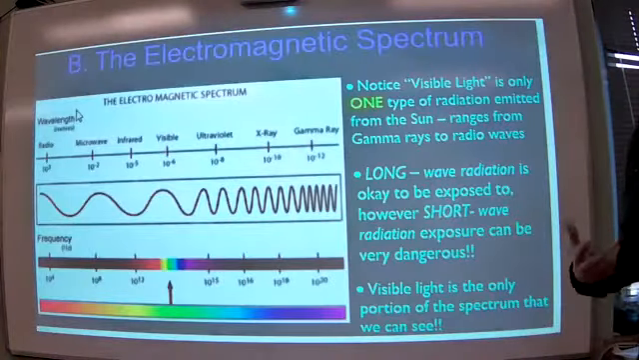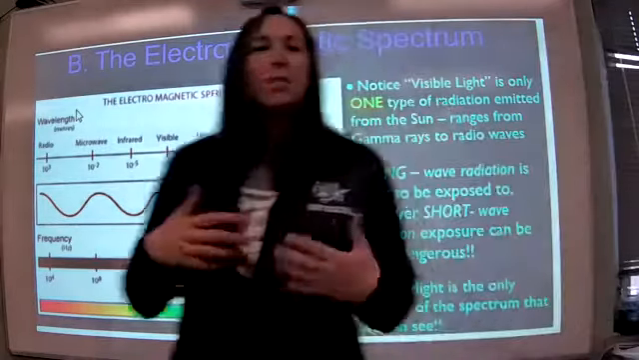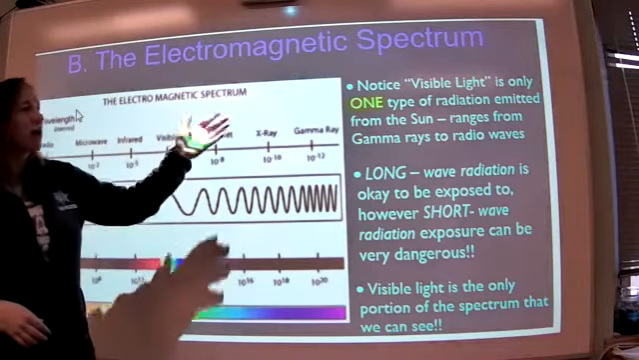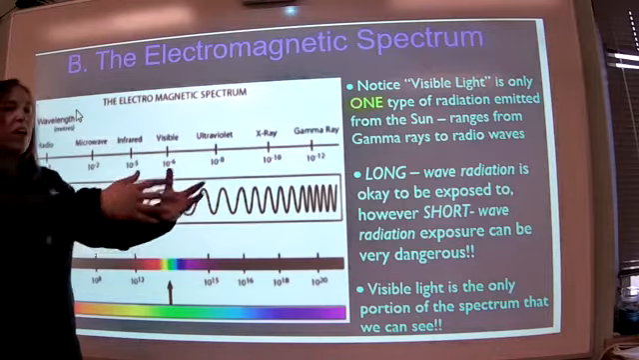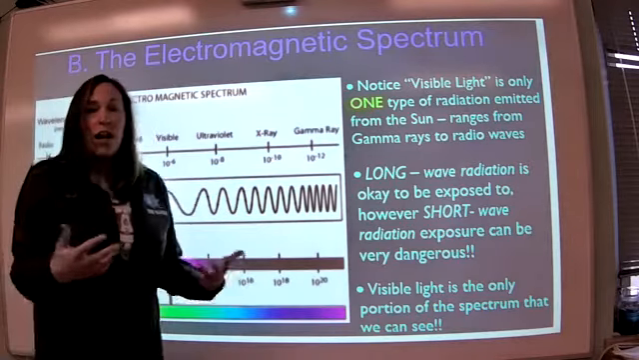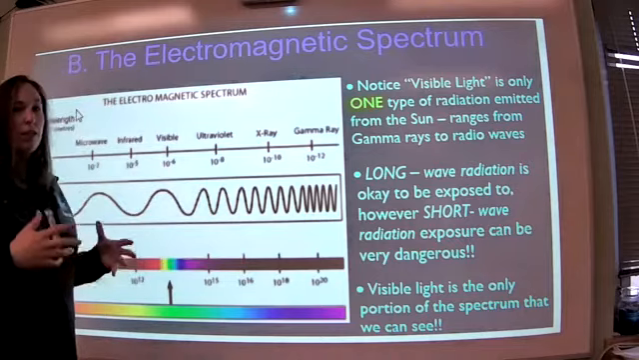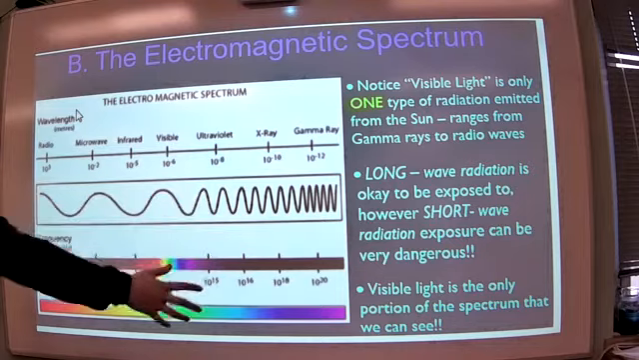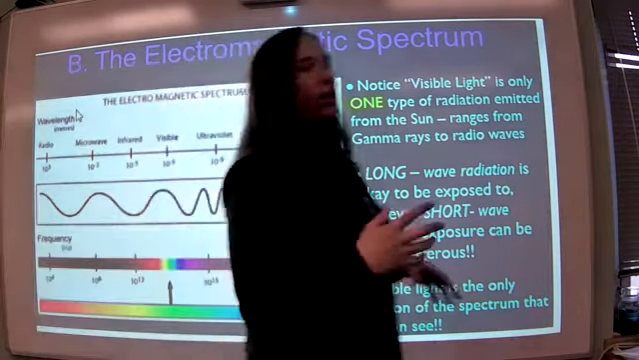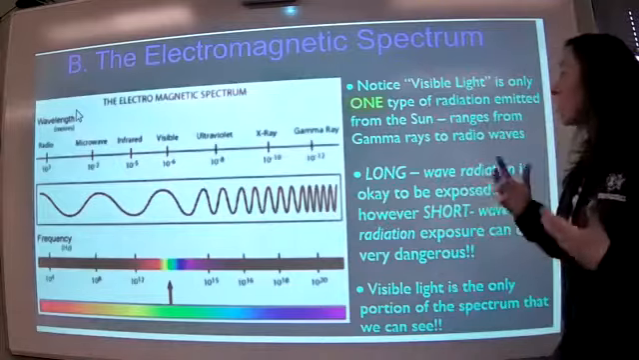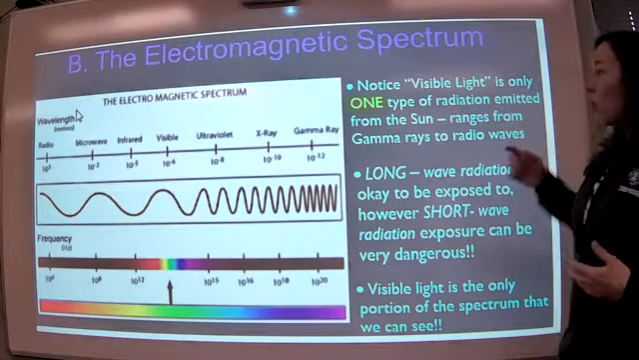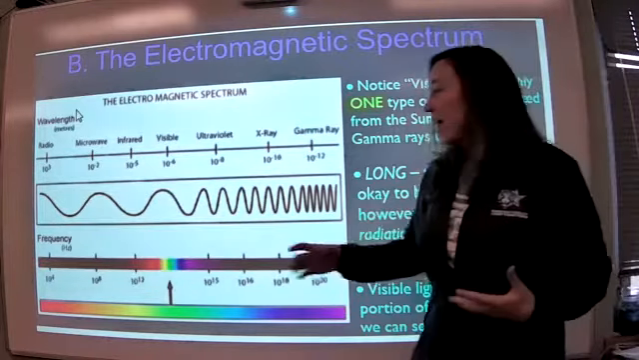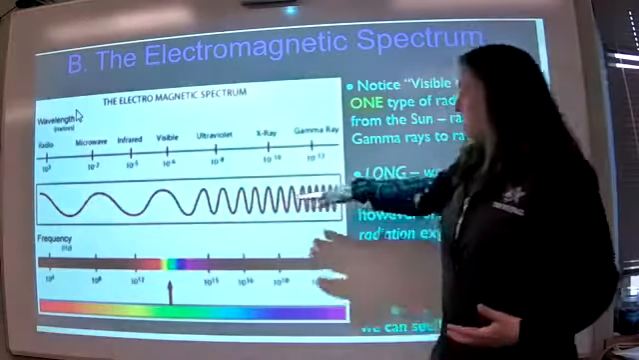Now, when the sun emits energy, it emits energy in the electromagnetic spectrum. So it's a lot of syllables going on there, but electromagnetic spectrum is just the energy that's emitted from any star. And any star that emits energy from the electromagnetic spectrum will do so along all wavelengths. So what that means is that, yes, everything that we see is visible light. But notice, visible light is only one type of radiation emitted from the sun. The sun actually emits energy along all of these frequencies and wavelengths.